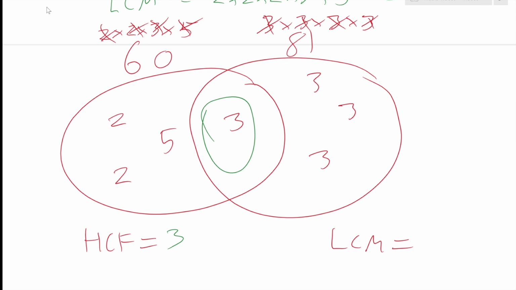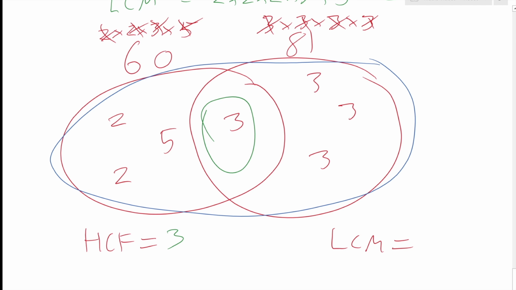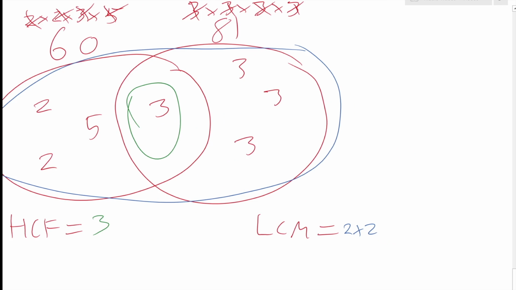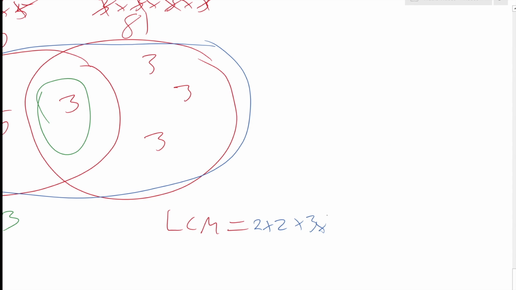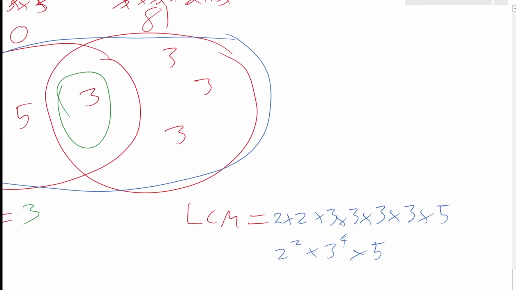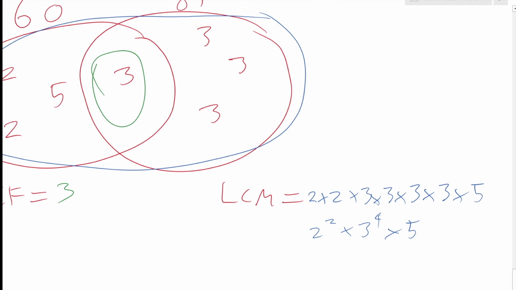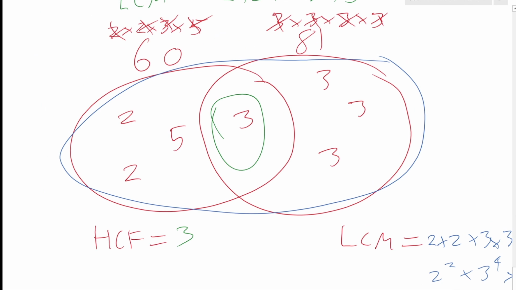Okay, now, the highest common factor, as we said, is this middle section, which in this case is just 3. And the lowest common multiple is everything in the diagram. So it's 2 times 2 times 3 times 3 times 3 times 3 times 5, or 2 squared times 3 to the 4th times 5. And you can probably use a calculator for this, but you should get that it equals 1620.